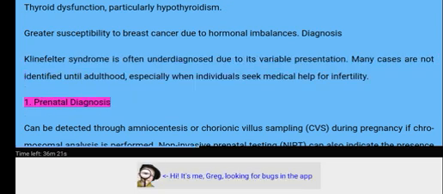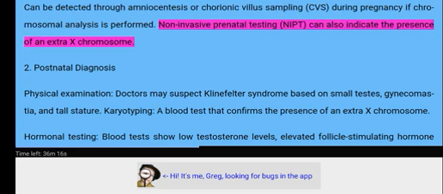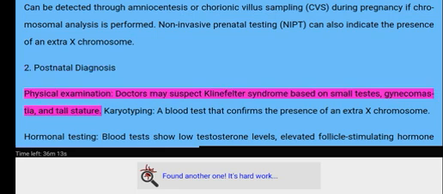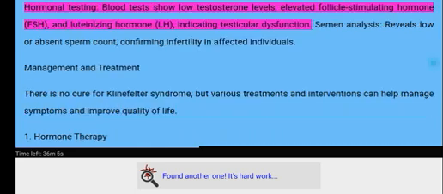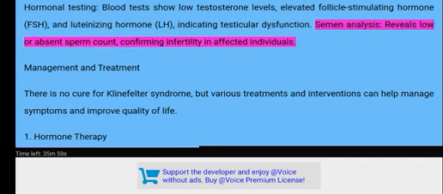1. Prenatal diagnosis. Can be detected through amniocentesis or chorionic villus sampling (CVS) during pregnancy if chromosomal analysis is performed. Non-invasive prenatal testing (NIPT) can also indicate the presence of an extra X chromosome. 2. Postnatal diagnosis. Physical examination. Doctors may suspect Klinefelter syndrome based on small testes, gynecomastia, and tall stature. Karyotyping, a blood test that confirms the presence of an extra X chromosome. Hormonal testing. Blood tests show low testosterone levels, elevated follicle-stimulating hormone (FSH) and luteinizing hormone (LH), indicating testicular dysfunction. Semen analysis reveals low or absent sperm count, confirming infertility in affected individuals.